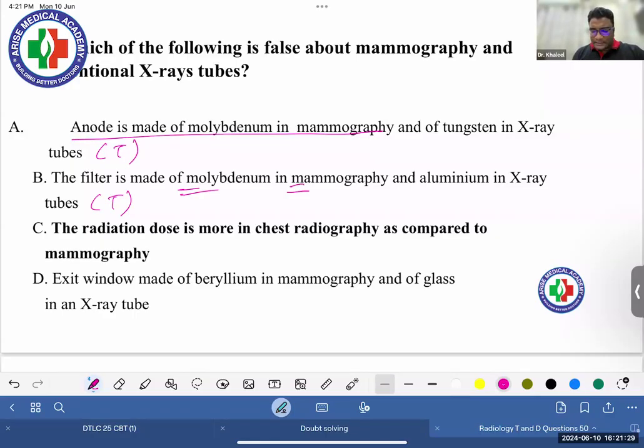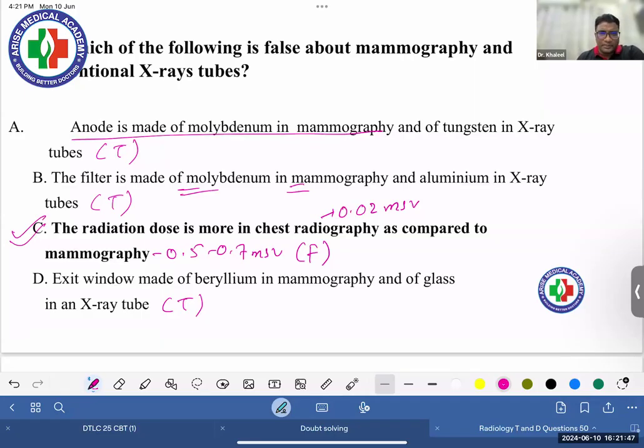Radiation dose in chest X-ray is about 0.02 millisievert, and in mammography it is 0.5 to 0.7 millisievert. So chest X-ray has less dose. So this is the false statement. Exit window is beryllium and thinning of glass in the X-ray tube. This is a true statement. So this is the correct answer. So you don't have to get worried.